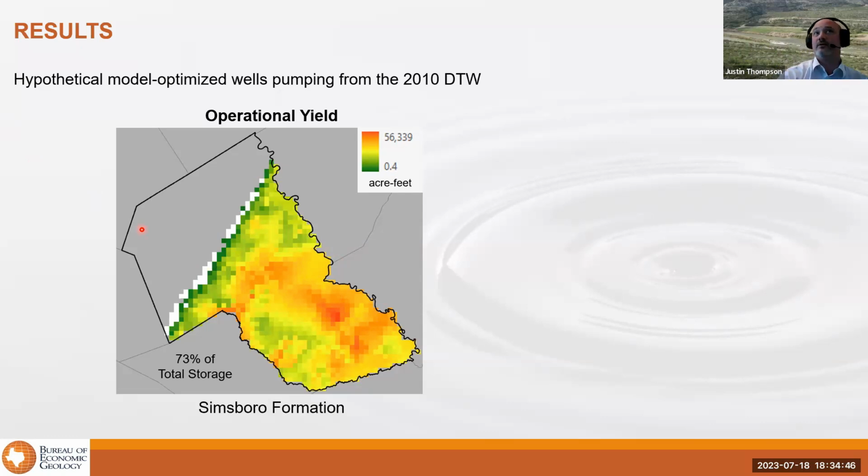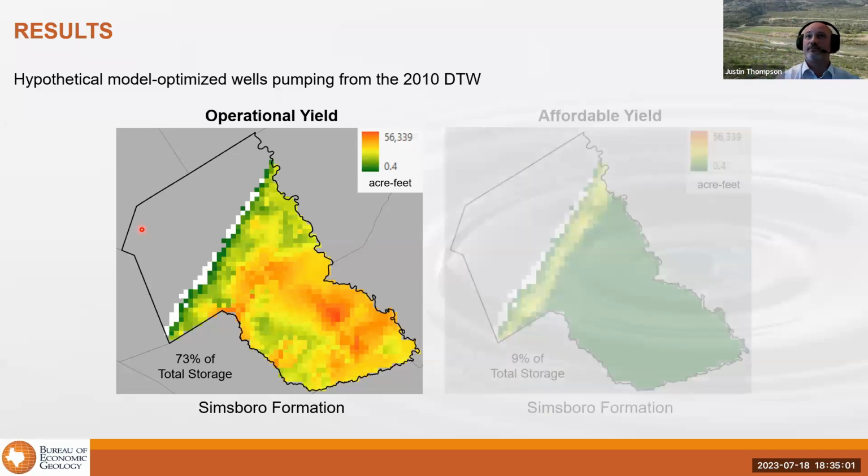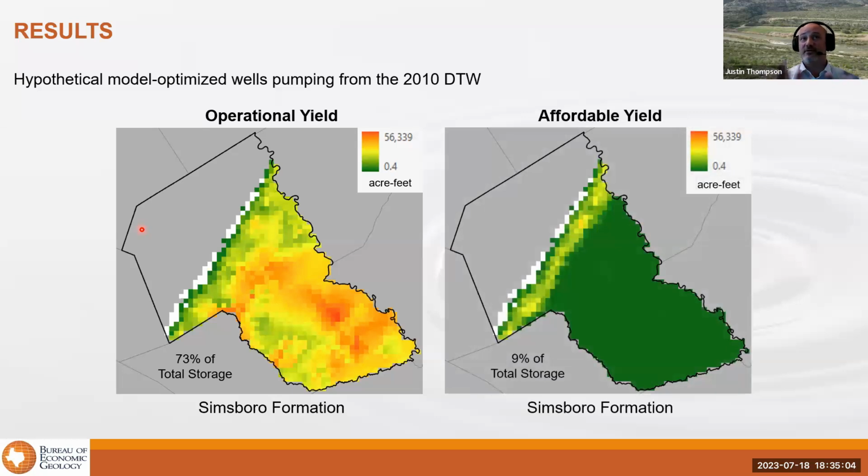But first, let's just do a quick compare and contrast. That's how much water is produced in each one of these grid cells if we drain from 2010 to the operational threshold. How low can you go, right? What does it look like if we drain from 2010 to the affordability threshold? How low can you go? Very different story, right? So these are to the same scale. And we see the same band of white cells here, right, where it's just not operationally, physically feasible to produce. And then we've got just this narrow band of warmer colors where we've got some more moderate yields, and then just a whole bunch of very cool color, very low yield.